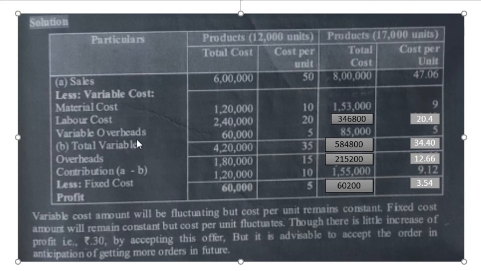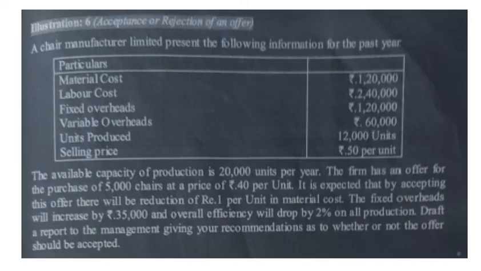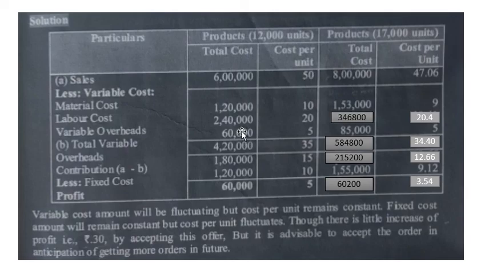So next, we have considered material and labor cost. Next we will be taking into consideration variable overheads. Under variable overheads, as there are no changes in the question, the variable overhead in the question is 60,000. So we have taken 60,000 here. The cost per unit is 5, so it will remain 5. So 5 into 17,000 would give us 85,000. So next we will take sales minus total variable cost.